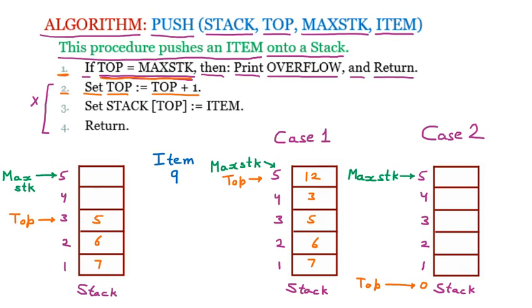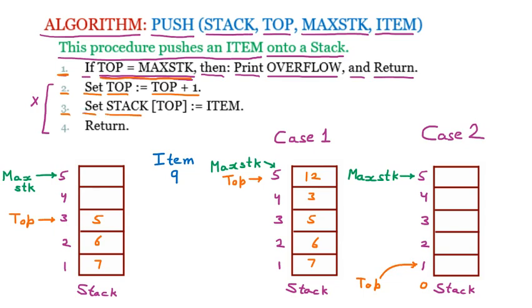Set top is equal to top plus 1. So first of all, the top value will be 1 now. This is the new value of top, which is 1. So now the top is pointing to 1. Then we go to the next line.